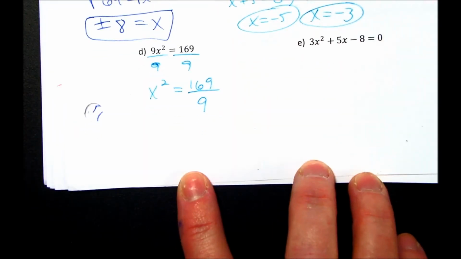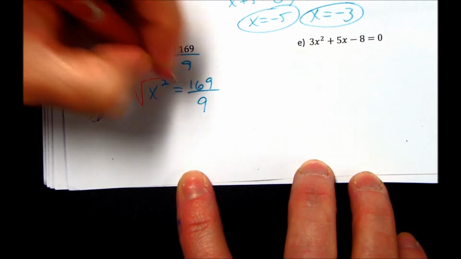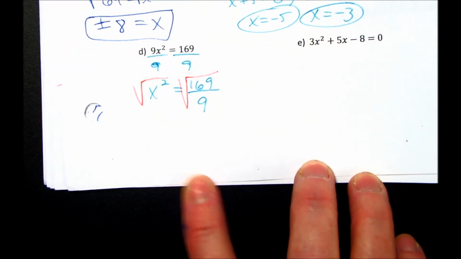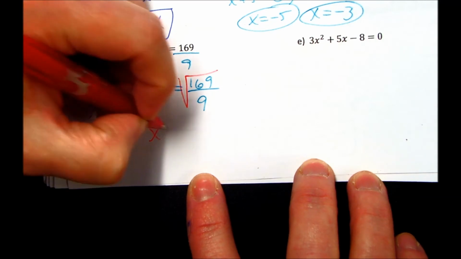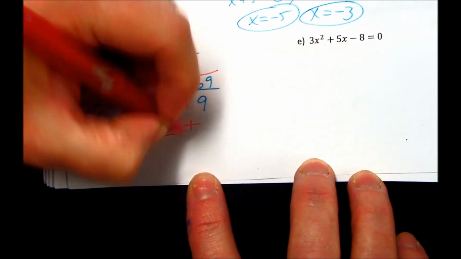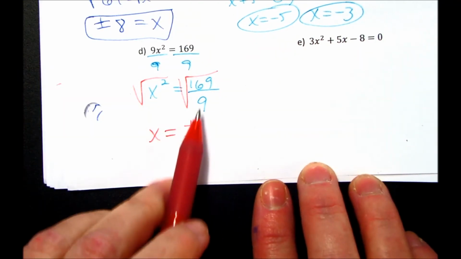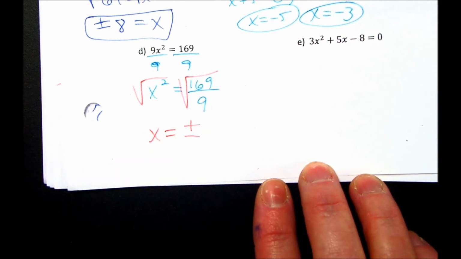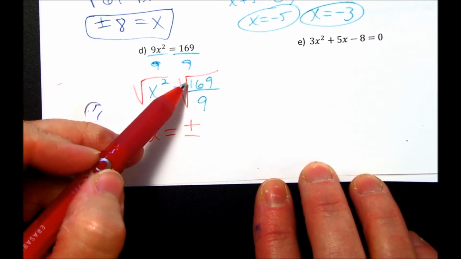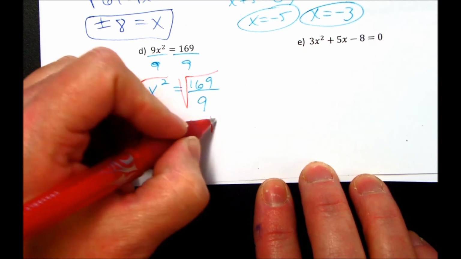So the next step would be to take the square root of both sides of the equation. Once again, when you take the square root of both sides of the equation, you're going to get two solutions, the positive and the negative. Well, what's nice about both of these numbers is they're both perfect squares. So when you take the square root of 169 on the top, you get 13.